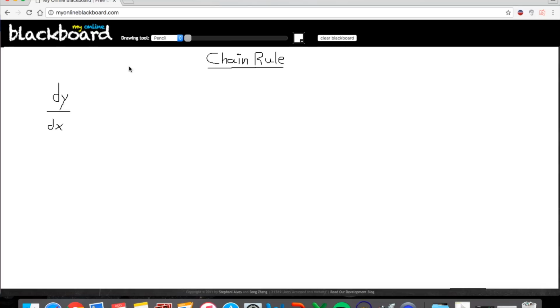Today we'll be talking about the chain rule, a very important rule and something that is a little bit more difficult to understand. And this requires that you know derivatives to a very high extent.